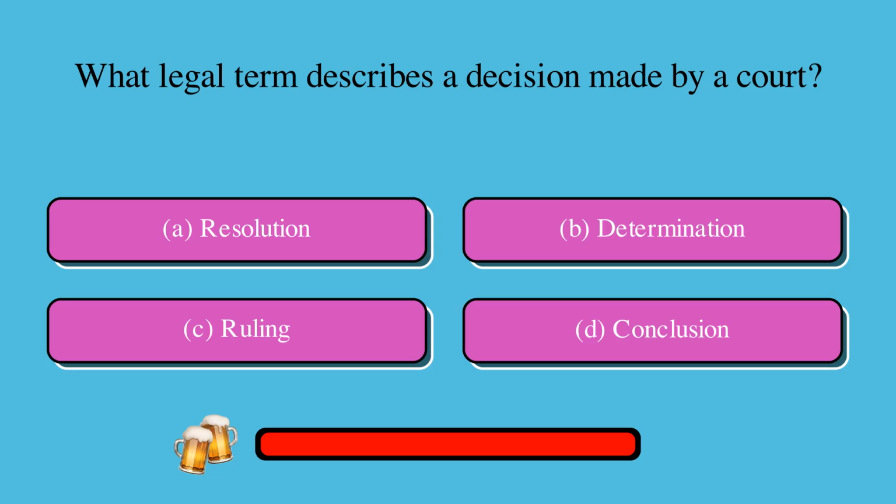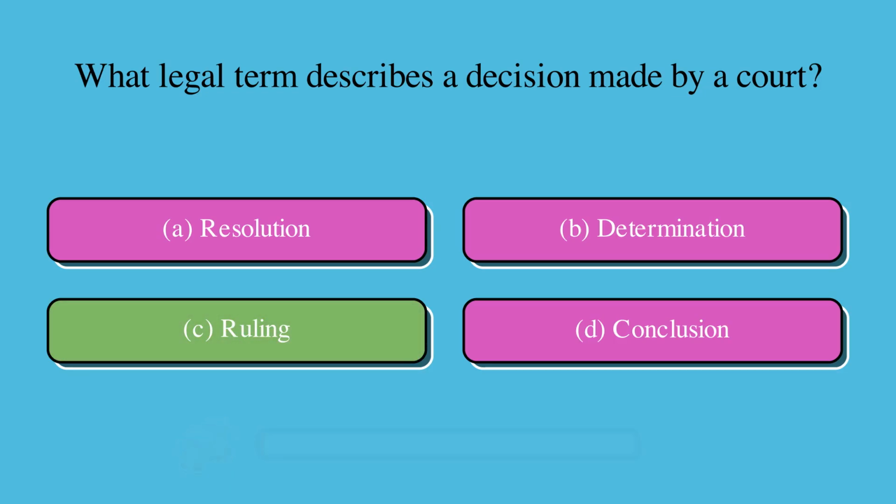What legal term describes a decision made by a court? Is it A, resolution, B, determination, C, ruling, or D, conclusion? The correct answer is C, ruling.